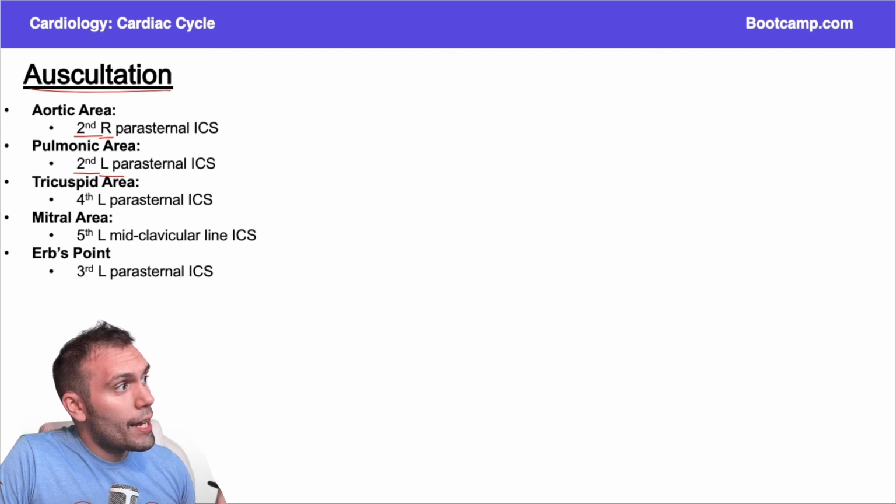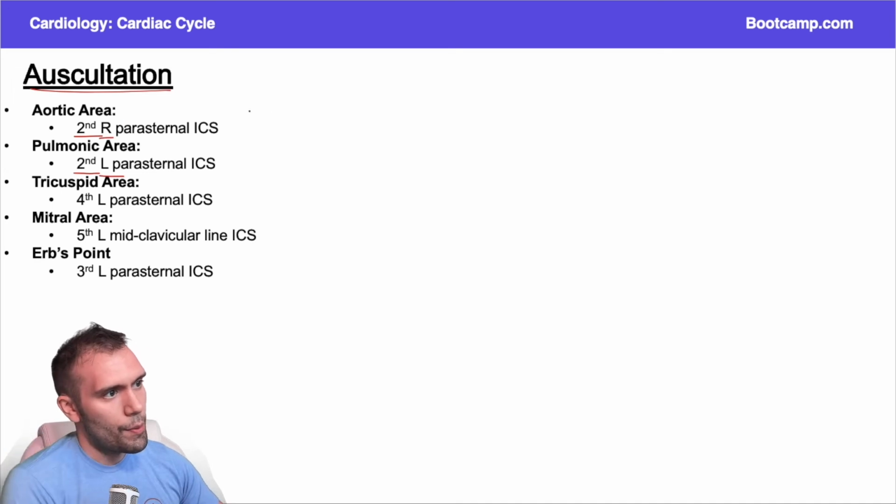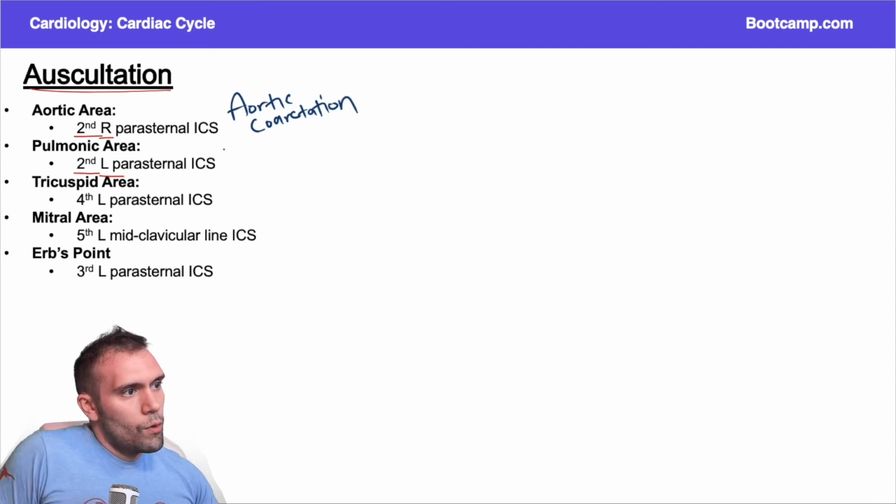Now, the thing that I want to add to that is there's one additional murmur for each of these that you should be familiar with that's not as easy to remember, with the exception of the first one. The first one is aortic coarctation. Remember, that's going to be narrowing of the aorta. So aortic coarctation is very classically listened to at the aortic area. What about the pulmonic area?